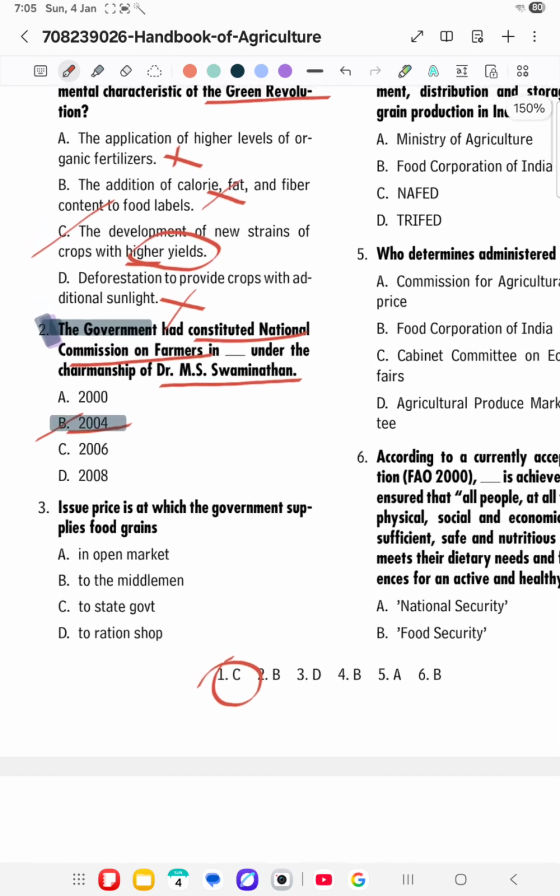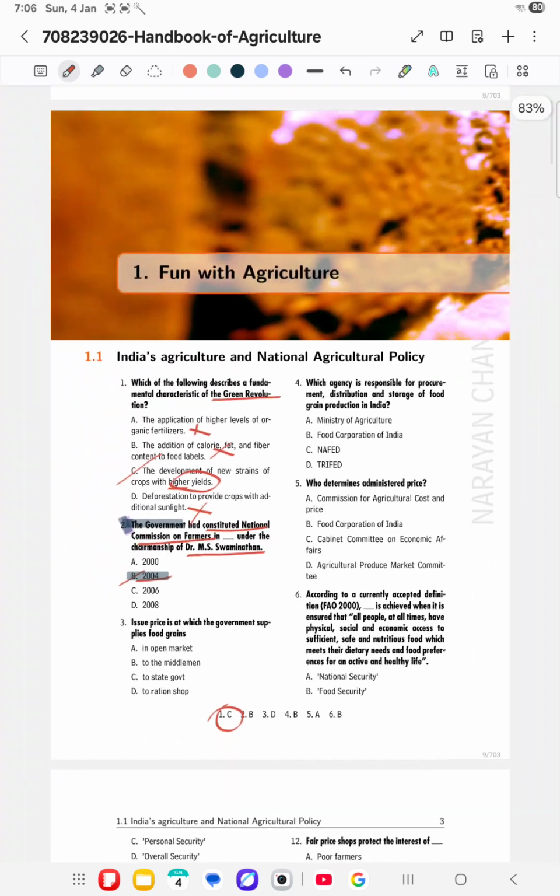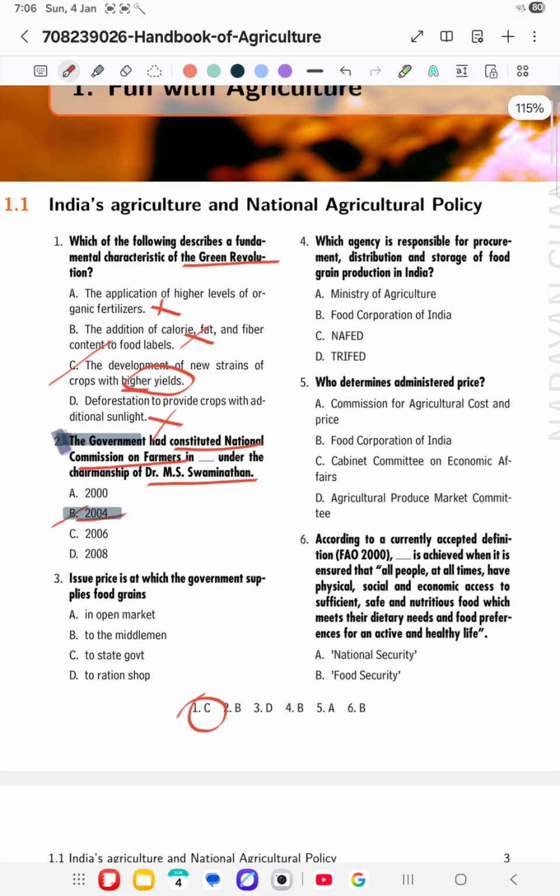Issue price is the price at which the government supplies food grain. What? Issue price is the price at which the government supplies food grain in an open market, to middlemen, to state government, to ration shop. What is issue price? The MSP or what? I'll see the answer: 3, to ration shop. To ration shop means from FCI, right? Okay, through FCI it gives to ration shops. That price is called the issue price.